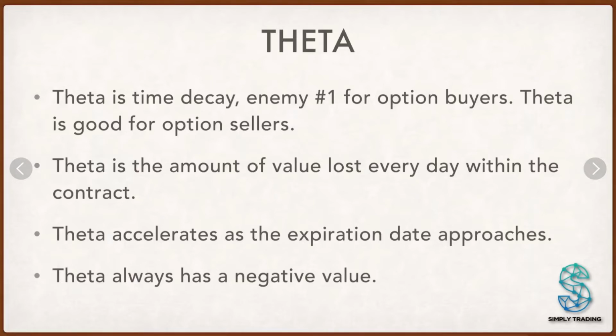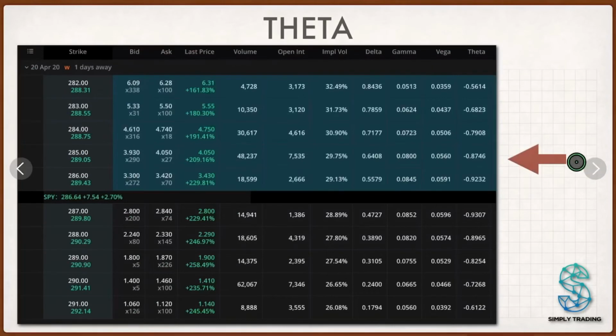So maybe you have a contract that expires in 40 days and your theta is really low. As that expiration date gets closer, that theta will actually increase. And theta is always a negative value because it always has a negative impact to your contract value.